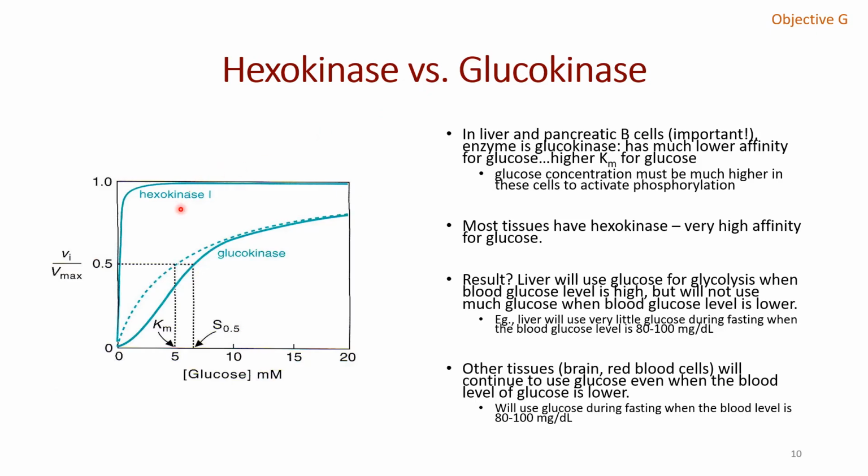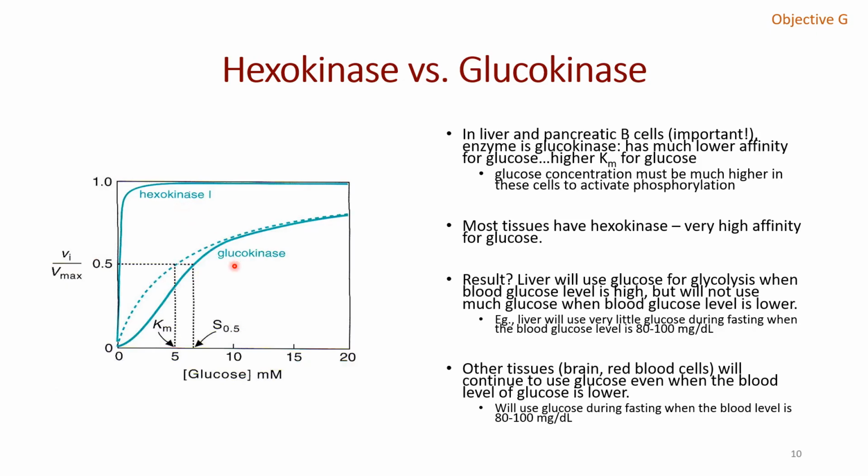Hexokinase is going to be the enzyme that's found in most cells, like red blood cells, fast-twitch skeletal muscle, brain, where it's important that glucose come in and be phosphorylated immediately because glucose is the primary source of energy for those tissues. Those tissues are very serious about capturing that glucose.